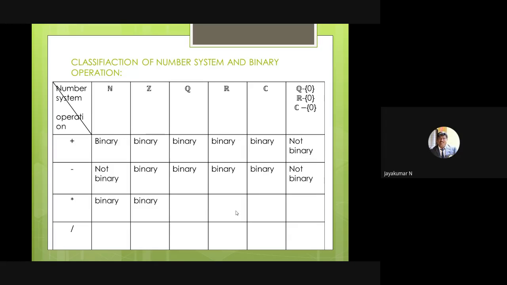So similarly Q. In Q, multiplication is binary. R, multiplication is binary. What about Q minus 0? So multiplication. Someone says binary. Okay.